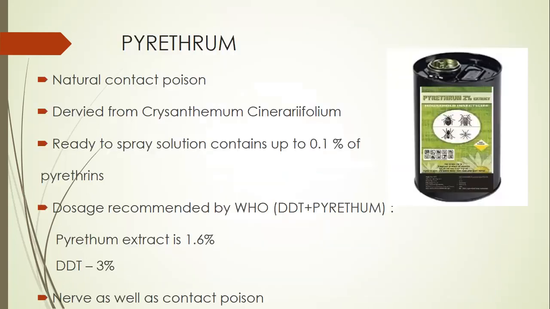So pyrethrum, it's a natural contact poison derived from Chrysanthemum cinerariaefolium. The ready-to-spray solution contains up to 0.1% of pyrethrins. It acts synergistically with DDT. The dosage recommended by WHO for the combination of DDT and pyrethrum: pyrethrum extract is 1.6% and DDT is about 3%. It is a nerve as well as a contact poison.